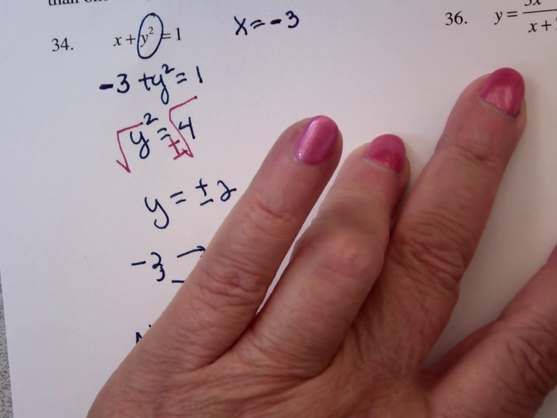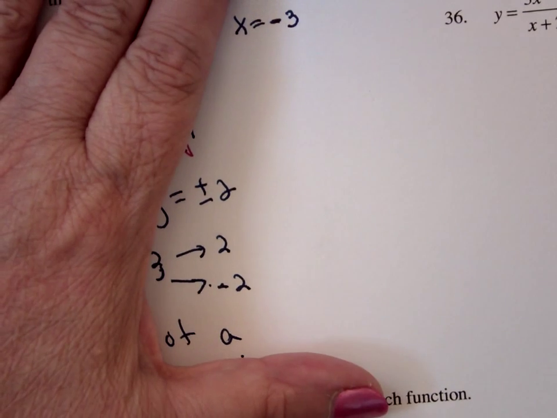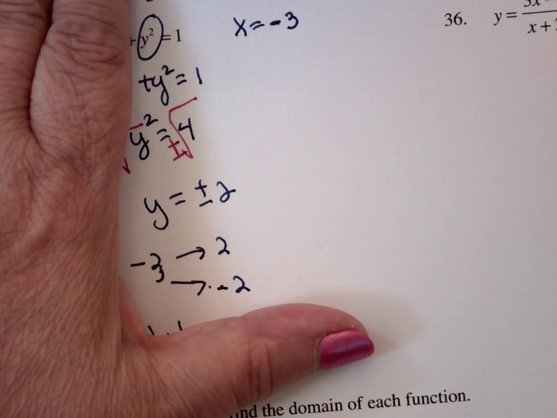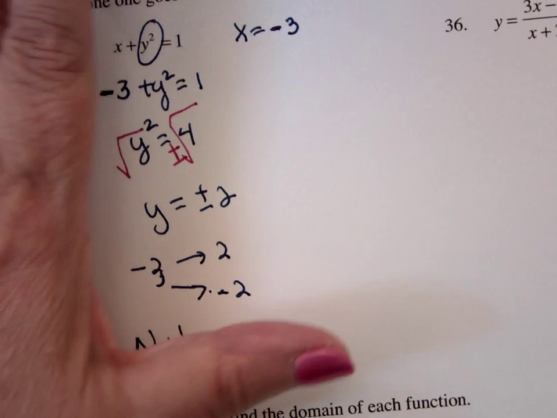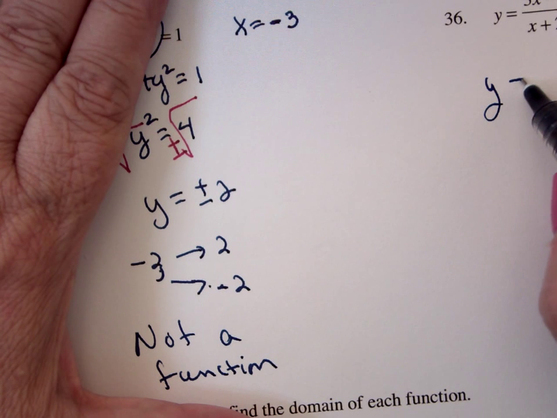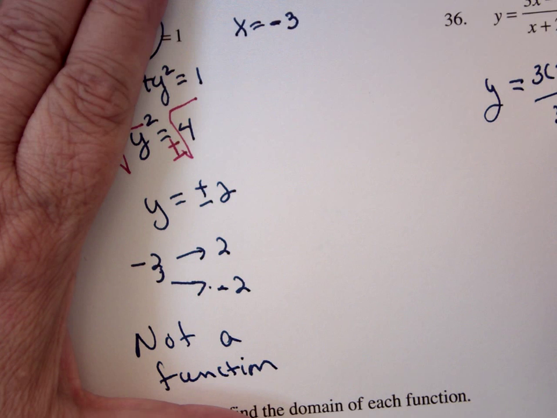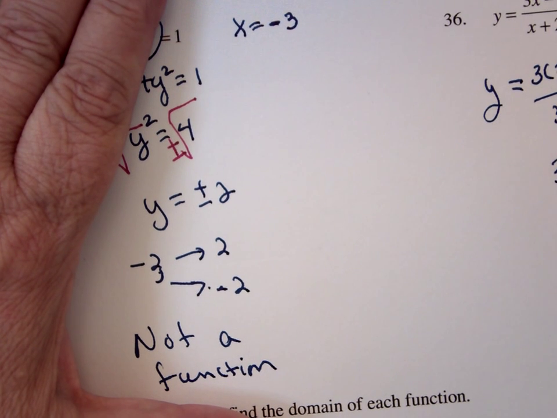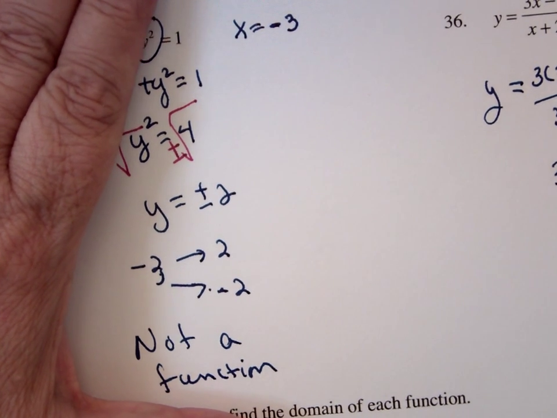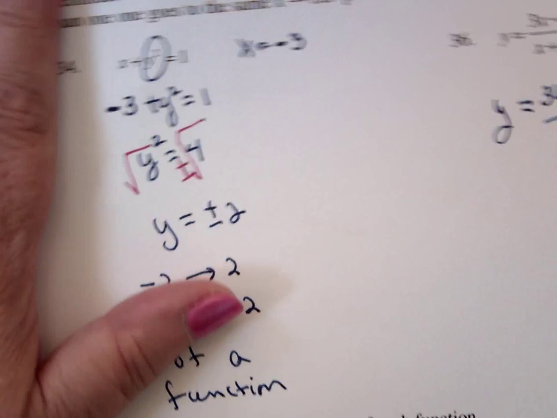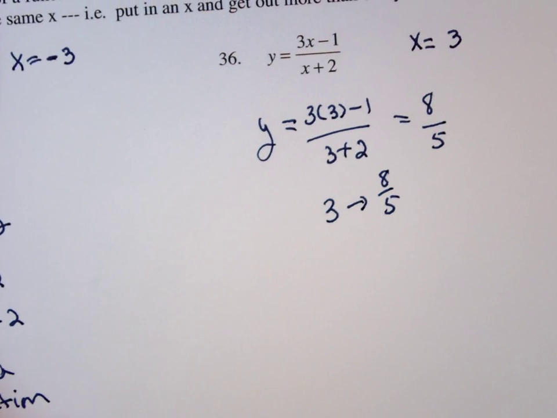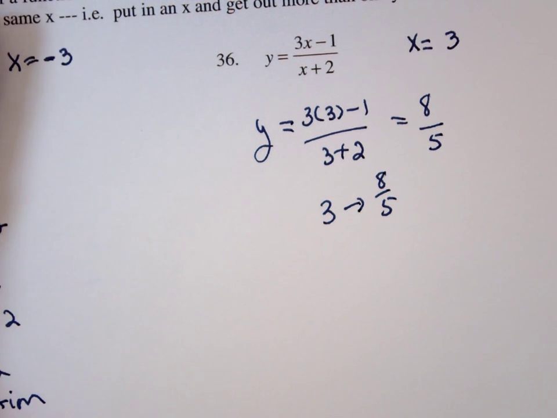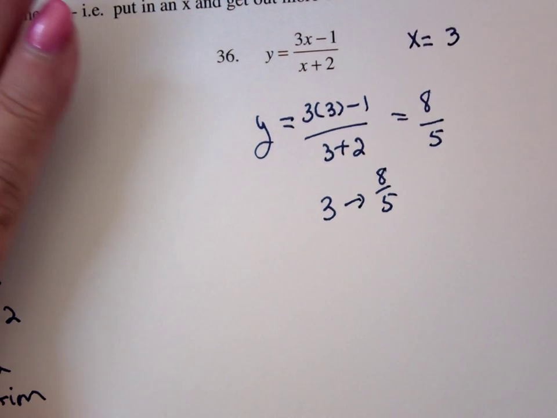Now here, if I put in a number, it doesn't matter what I put in, so x equals 3. I like positive things if possible. What's y? Y is 3 times 3 minus 1 over 3 plus 2. 9 minus 1 is 8 divided by 5. So 3 goes to 8/5. Is that a function? Yes. Oh, I'm sorry. Thank you. So 3 goes to 8/5.